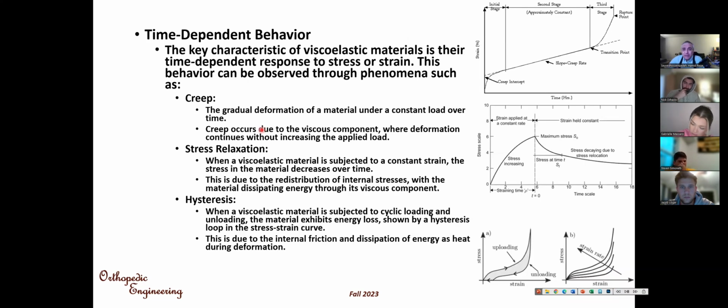The most important thing about these materials is they are time dependent. If you apply the stress faster, in a shorter time, they behave like a rigid material. If you apply the load slowly, they have time to behave like a viscous material plus an elastic material, and they gradually change in shape.